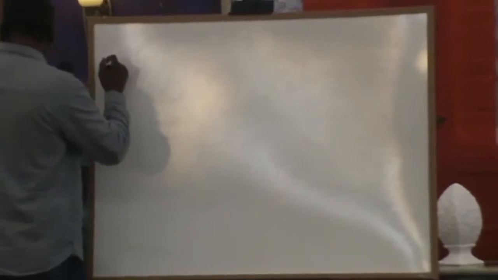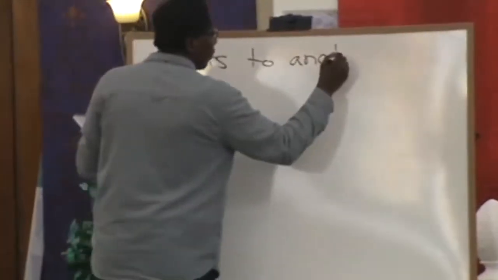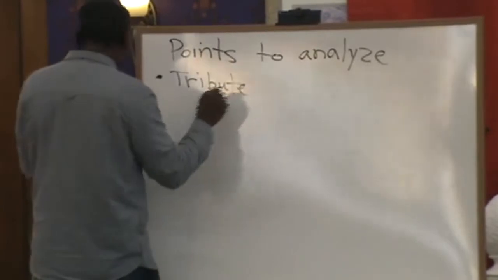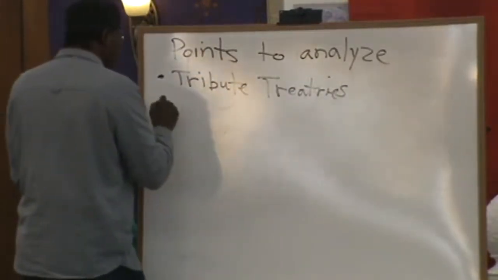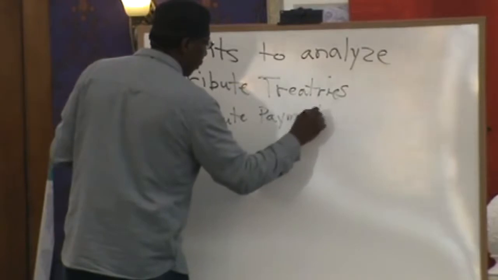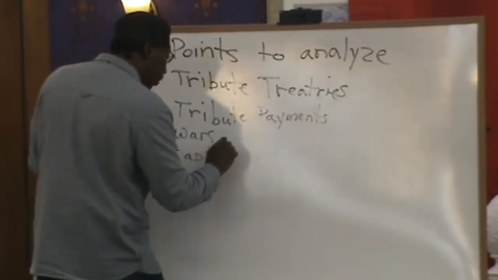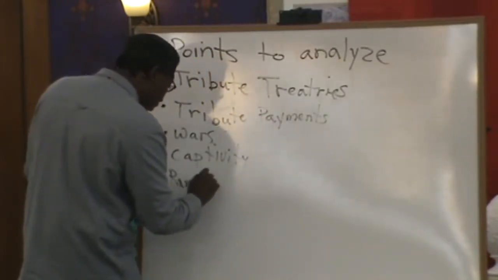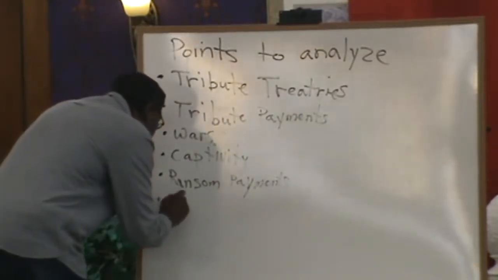Looking at points to analyze. Points. I had markers too. To analyze. Right. Forward. Tribute, write these down. Tribute treaty. Tribute payments. Wars. Captivity on both sides. Ransom. Payments. Seizing ships.